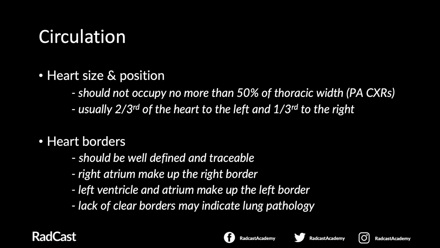Next, we're going to look at the heart borders. Usually, they should be well defined and traceable. The right border is made up of the right atrium, with the left ventricle and atrium making up the left border. A lack of clear borders can indicate lung pathology, as we have seen in a previous example.